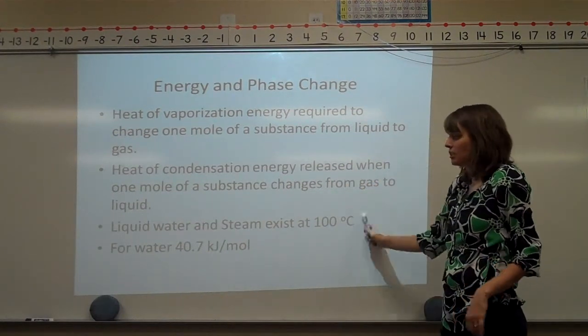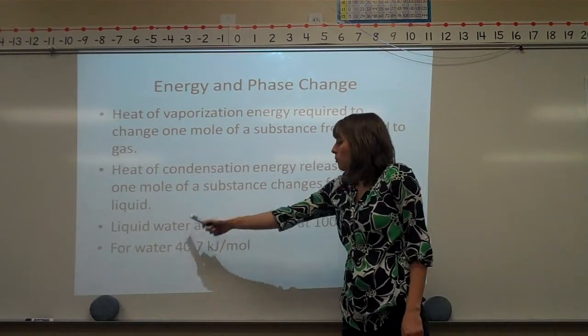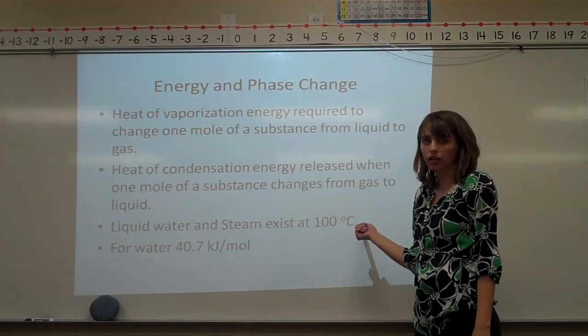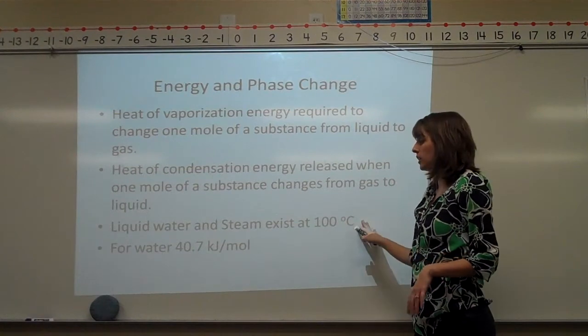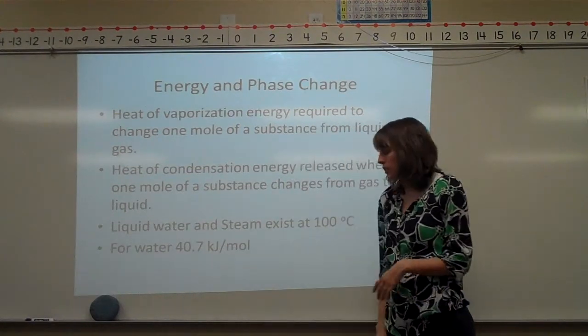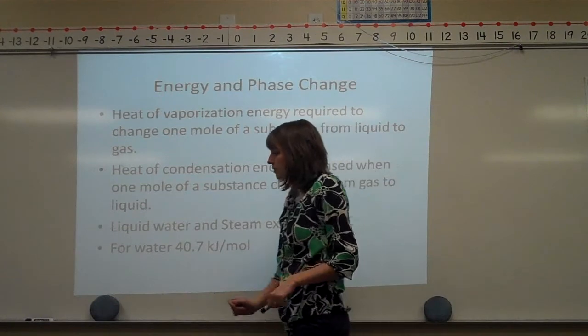And it's when you change from a gas to a liquid. Liquid water and steam both exist when you're at 100 degrees Celsius. So they both are there at 100 degrees Celsius. And this right here is our constant, 40.7 kilojoules per mole, which we'll be using later.